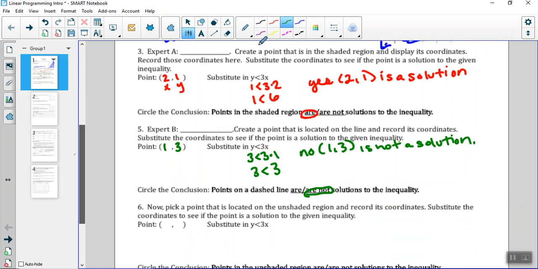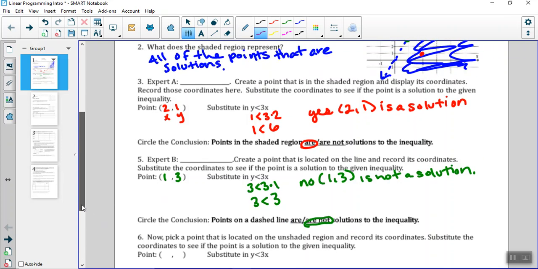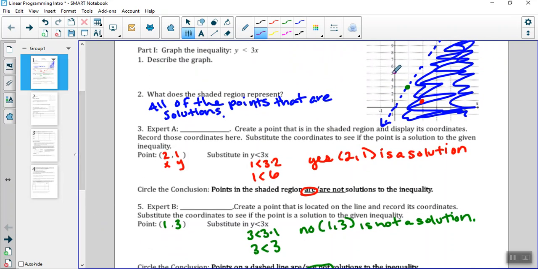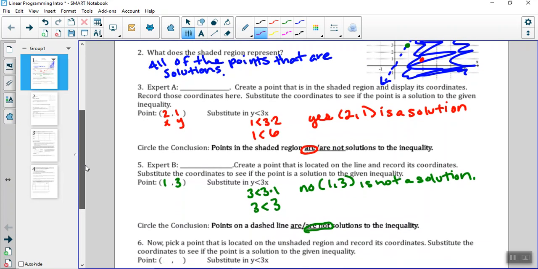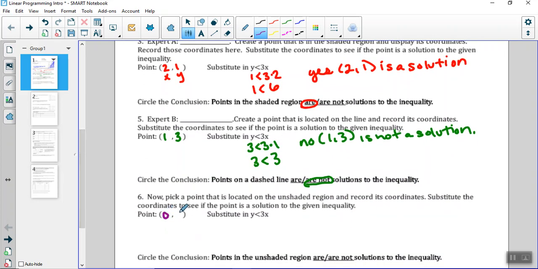Alright, next one. We're going to pick a point that's in the unshaded region and record its coordinates. So I chose the point 0, 5. Let's look at the point 0, 5. It's up here. I'm going to substitute into y is less than 3x. So I have 5 is less than 3 times 0. And I get 5 is less than 0. So 5 is not less than 0. 5 is less than 0 is not true. So that means that 0, 5 is not a solution.